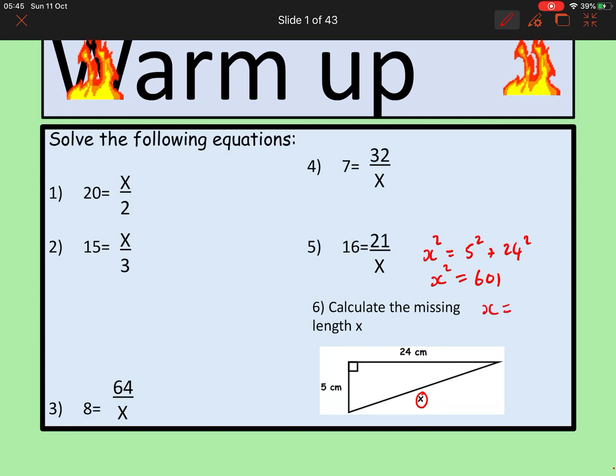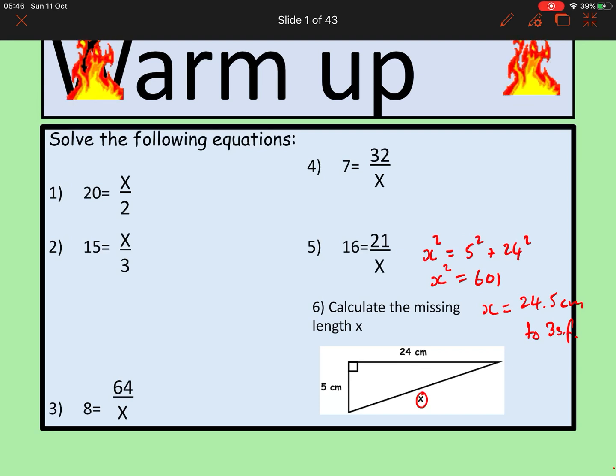So root your answer. And you're going to get 24.5 centimeters to 3 significant figures. Okay, you can round off. Let me just double check that, make sure I haven't done anything wrong. 5 squared plus 24 squared, 601. Yeah. Okay, so nice easy warm-up questions for you.